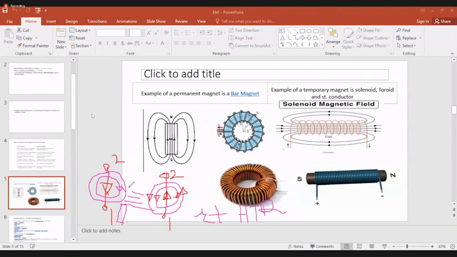clockwise direction. Magnetic field lines will be in the clockwise direction like this. Thumb is in the downward direction. Thumb is down, so the current is in the downward direction, and the rounded finger shows the direction of the magnetic field lines. So the rounded finger will be like this in a clockwise manner, so the magnetic field lines will be in the clockwise direction.